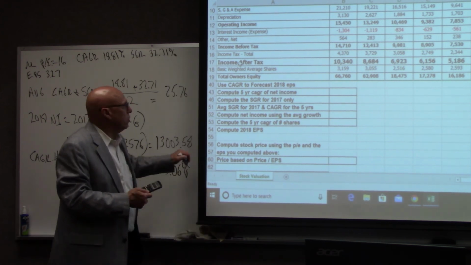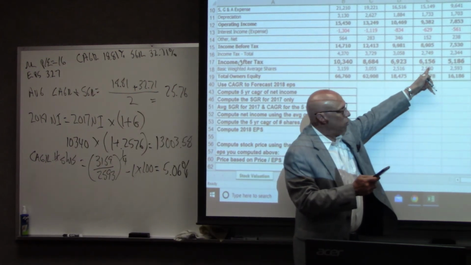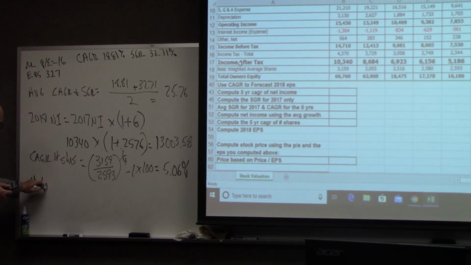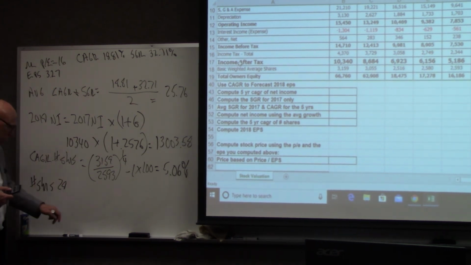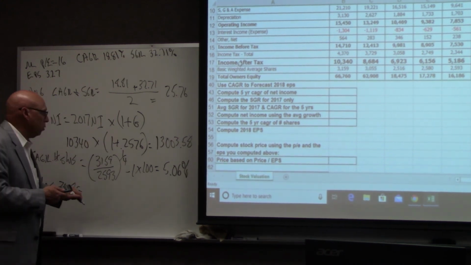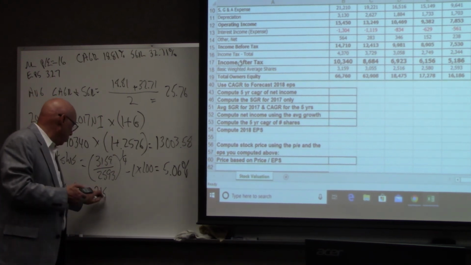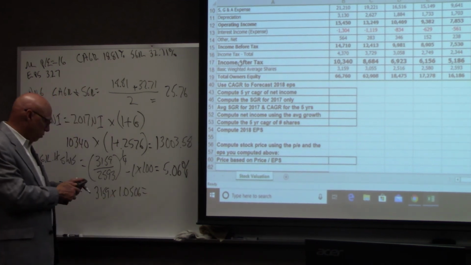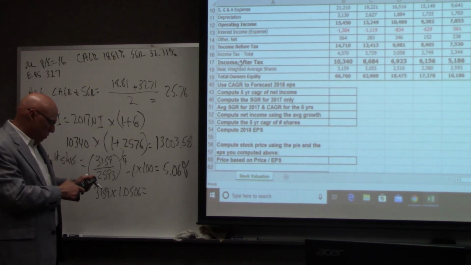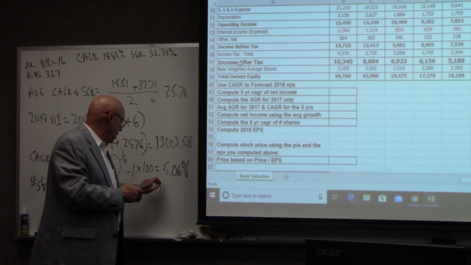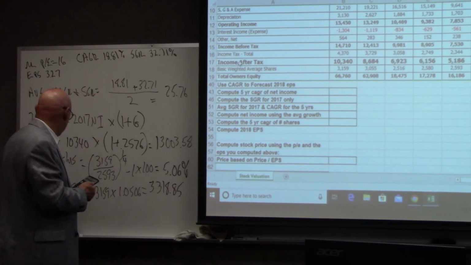So the number of shares have been growing an average of 5.06% a year. So, number of shares in 2018 equals 3159, number of shares last year, times 1.0506, 1 plus the growth rate. So 3159 times 1.0506 is 3318.85. That's how many shares are going to be outstanding.